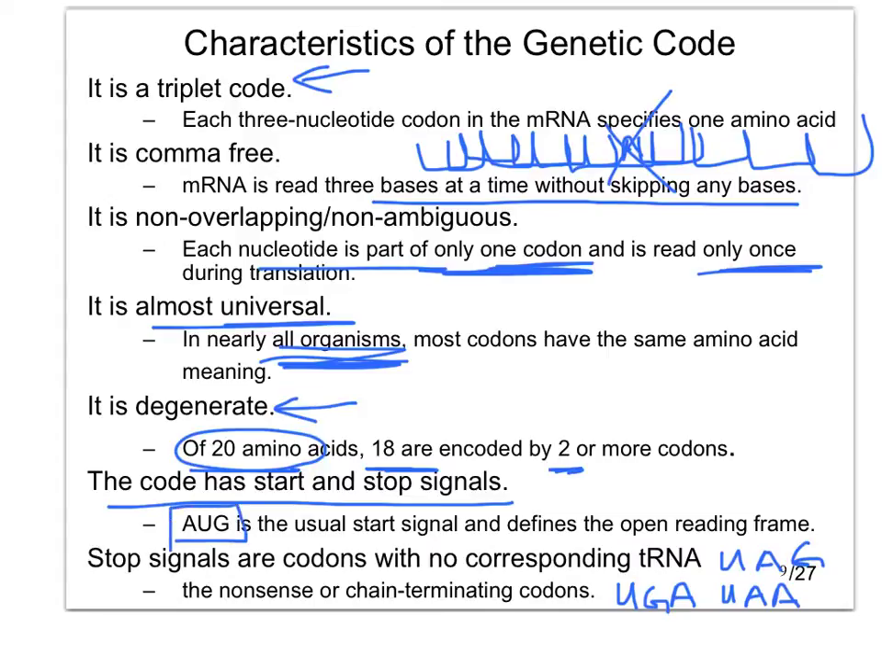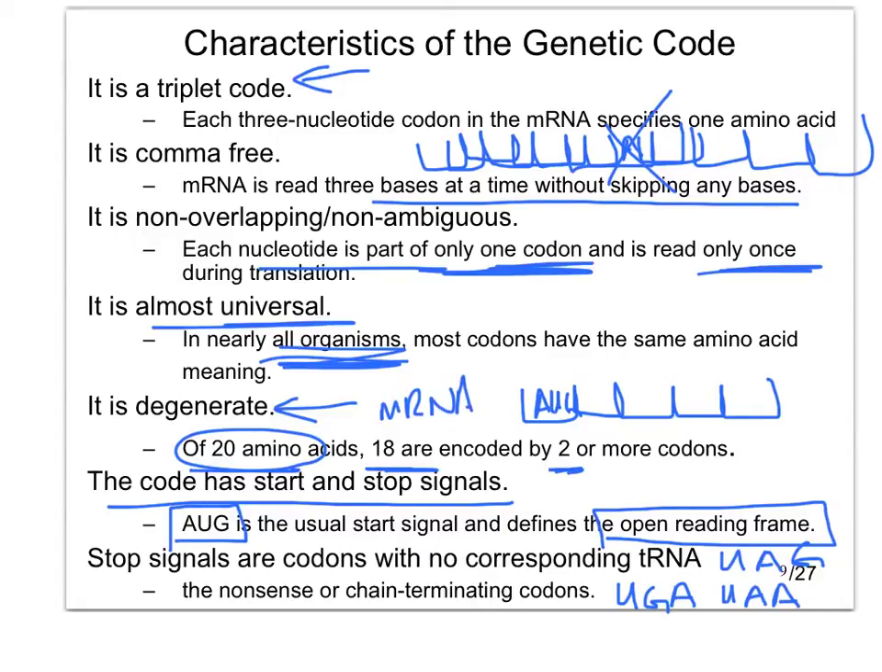AUG is the usual start signal for everything except very weird stuff, right? And it defines the open reading frame. The open reading frame is really just this 3 by 3 by 3. So wherever that AUG sits in your mRNA is where translation begins. Towards the 5' end, never, ever, ever the very first 3 base pairs. There's always some other nucleotide sitting in front of that first AUG. And then it just reads 3 by 3 by 3 by 3. We'll talk about that again when we get to translation.